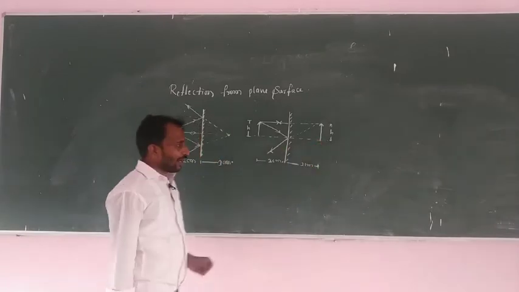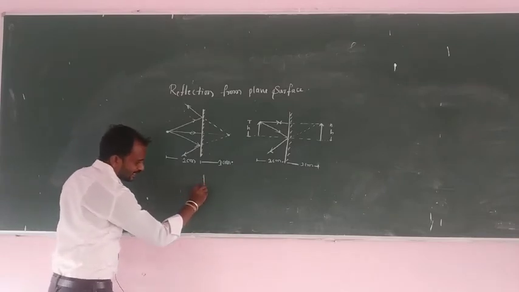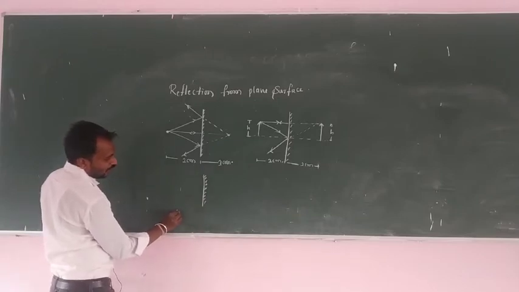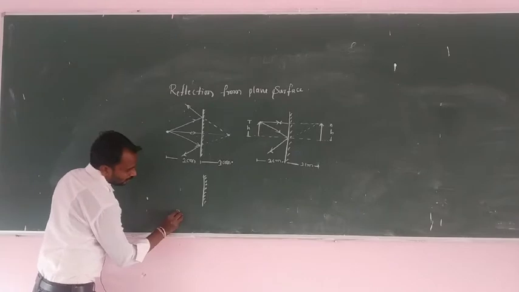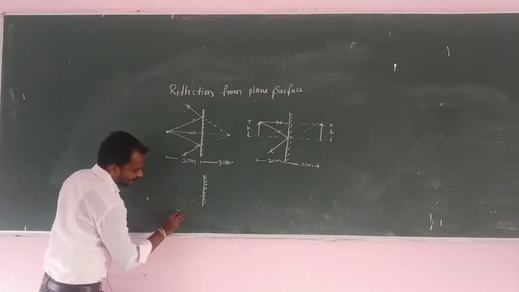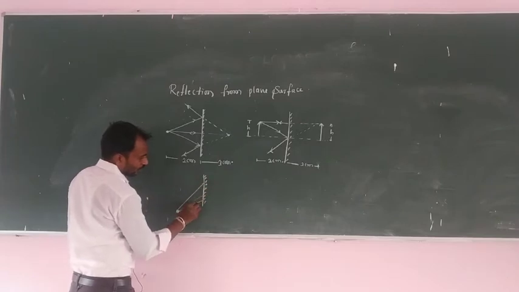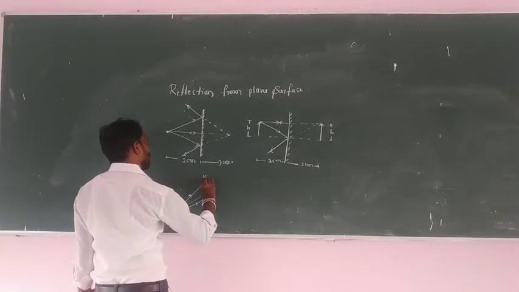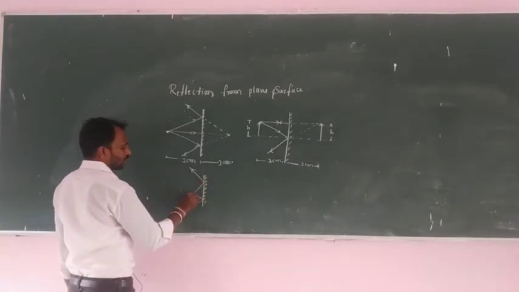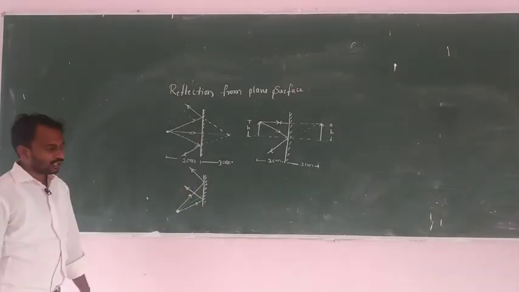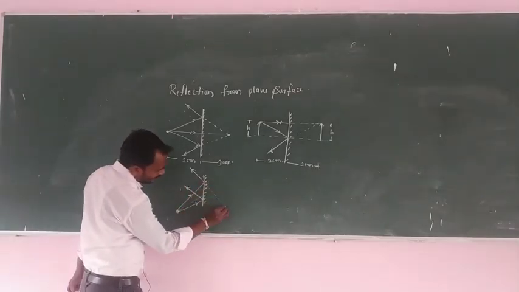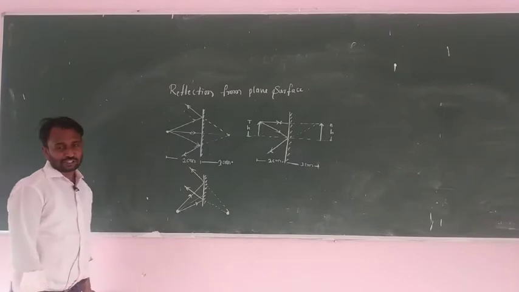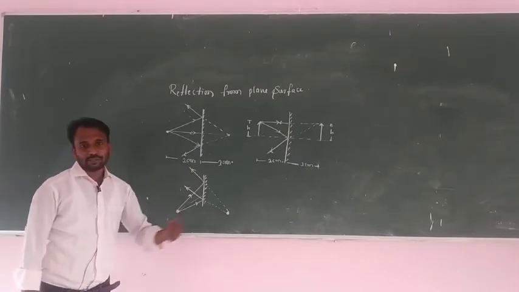Another one. Suppose here we consider that this one is a mirror. It means a plane mirror, and this one is an object. So these two we consider incident light rays. Then what happens? These light rays are reflected in this direction. If we extend these two light rays, here we will get an image. So this one is the object and this one is the image.